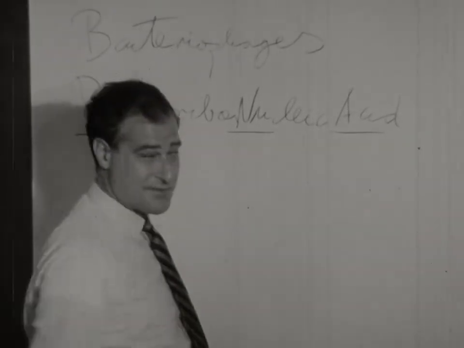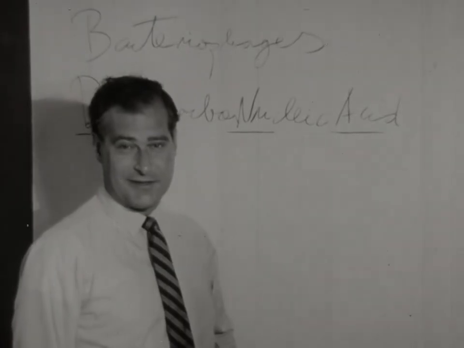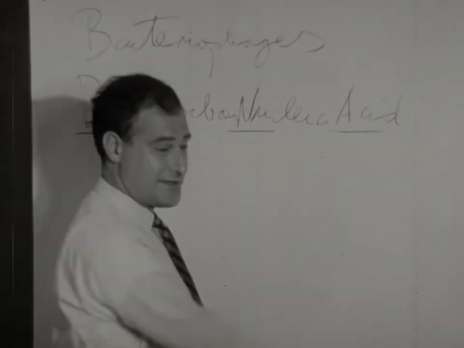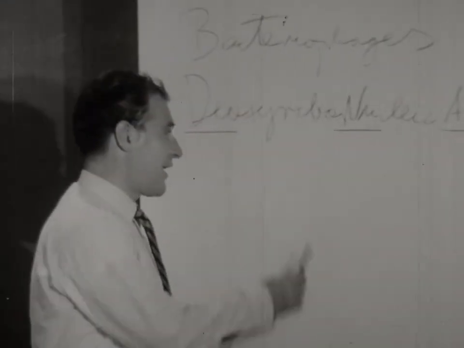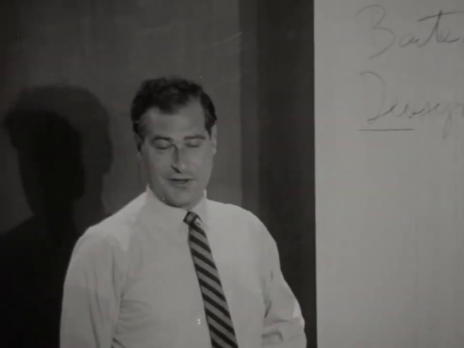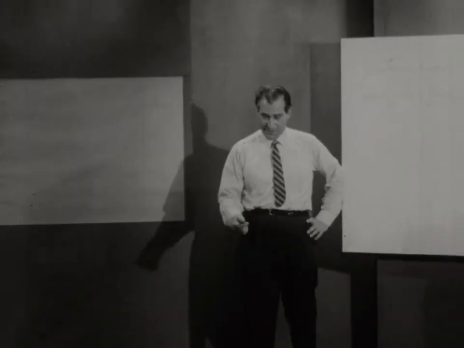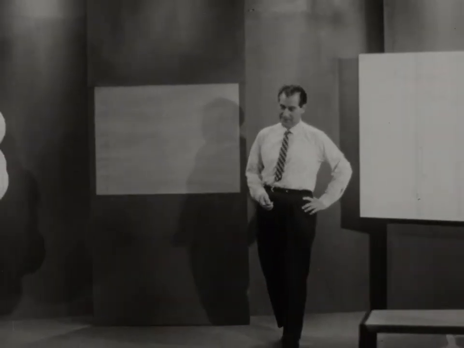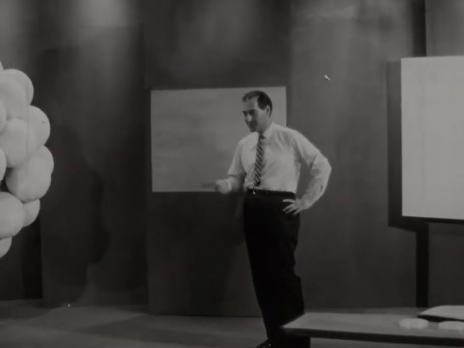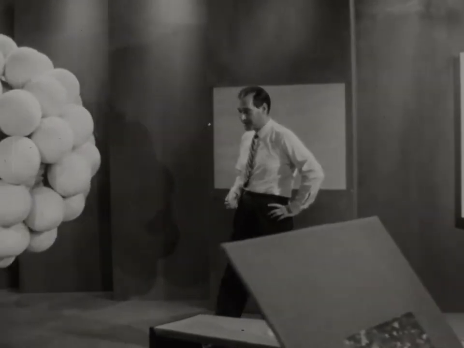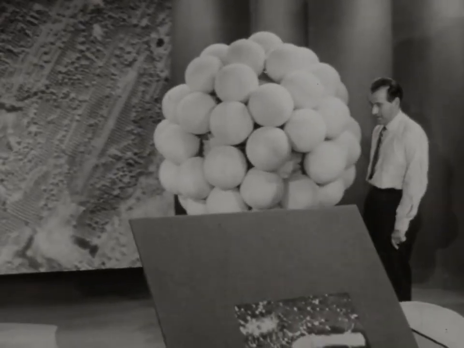Nucleic, because it's found in the nuclei of all living cells. Acid, because it's acidic. And deoxyribo, because it contains the sugar deoxyribose. Now, the protein of the virus is the matter from which the tail of the virus is formed. It also forms a membrane, an outer membrane of the head. And the DNA is inside that head.